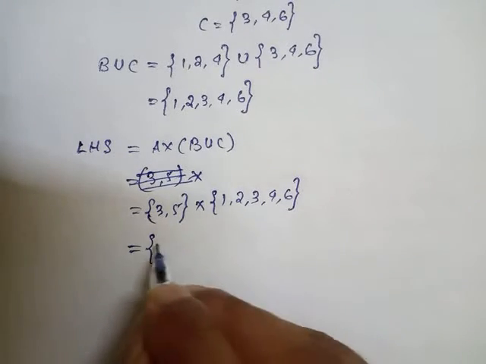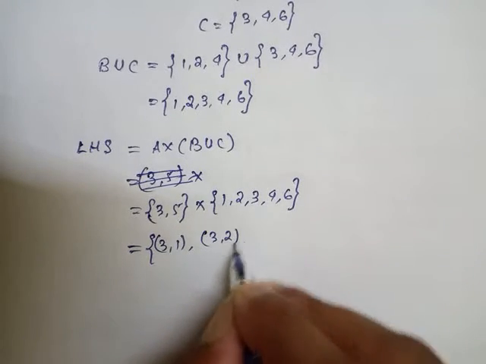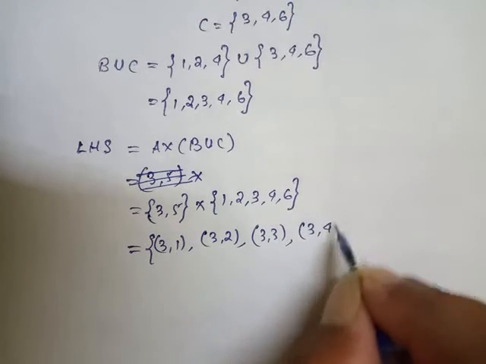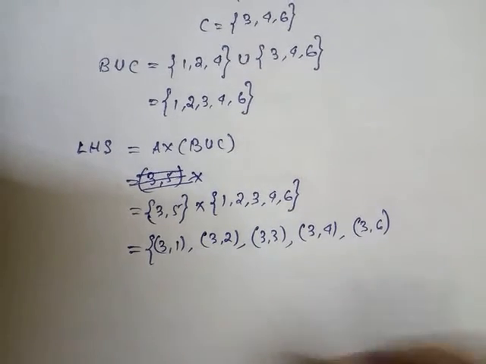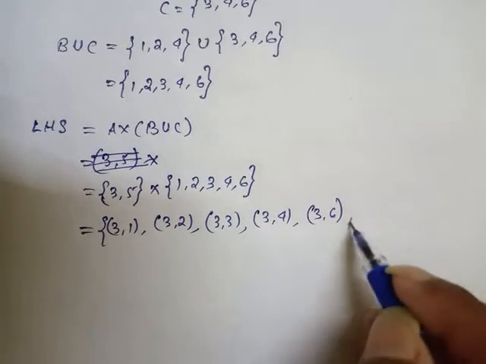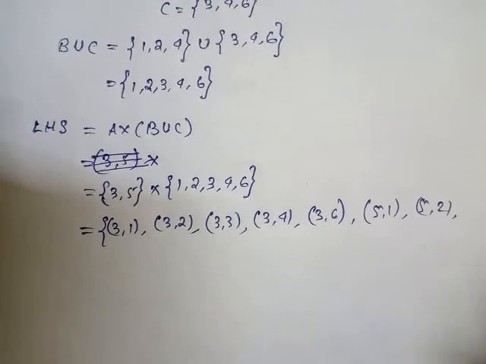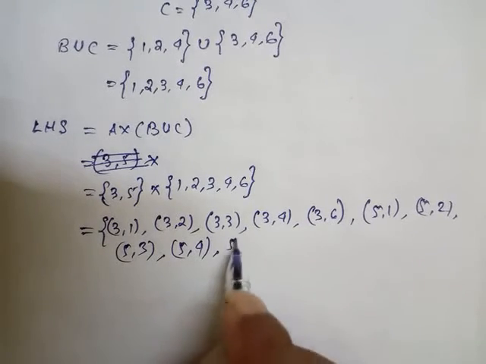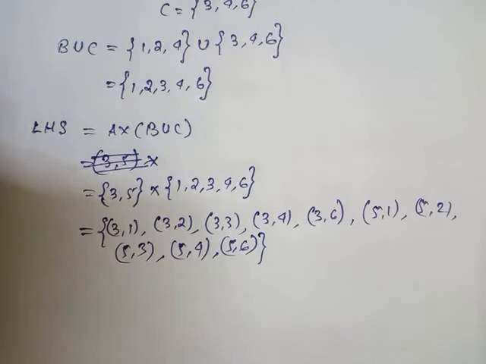So 3 comma 1, first one, then 3 comma 2, then 3 comma 3, then 3 comma 4, then 3 comma 6 for the first case. And for the second case, which means 5, we'll write here 5 comma 1, then 5 comma 2, then 5 comma 3, then 5 comma 4, then 5 comma 6.